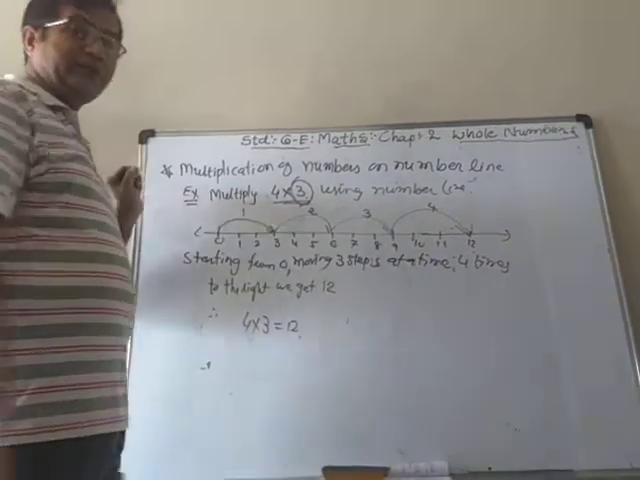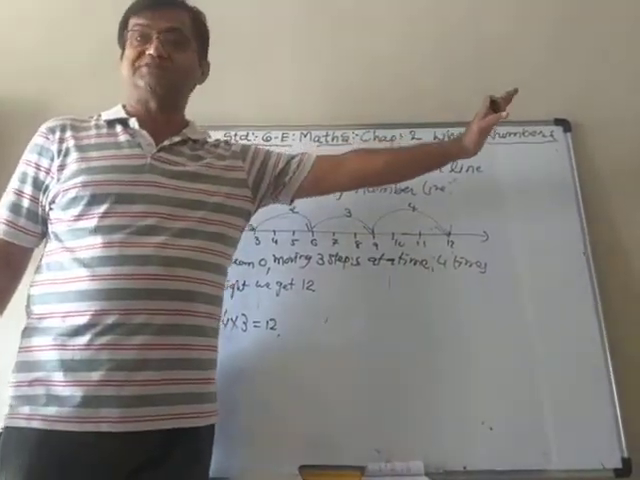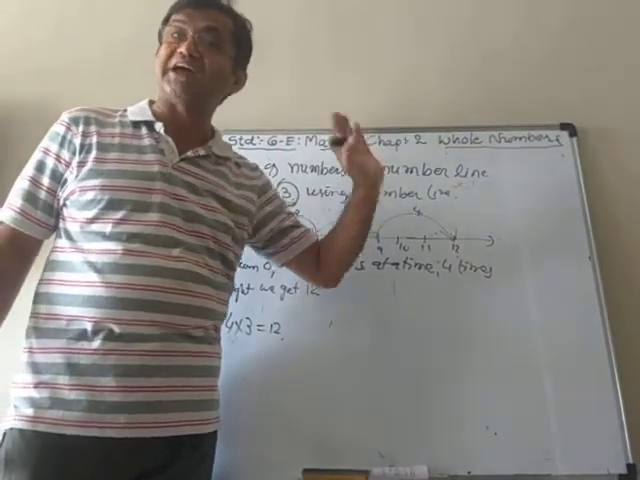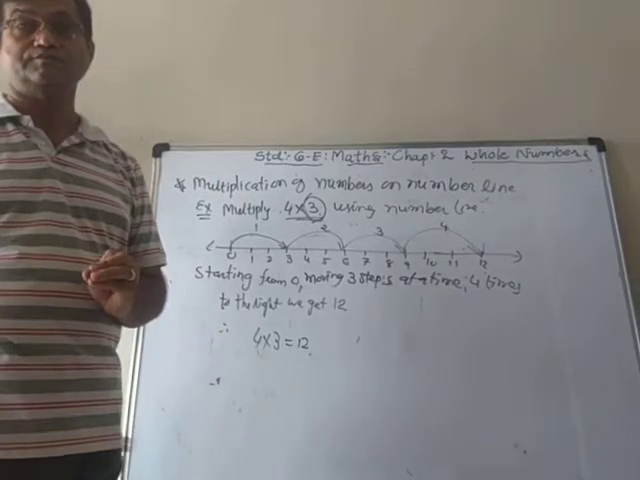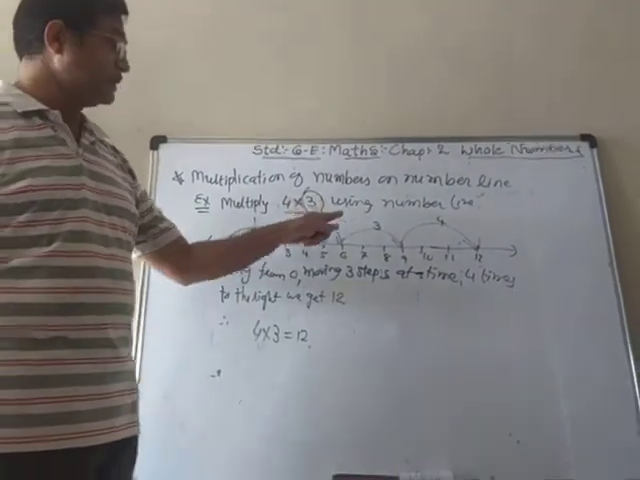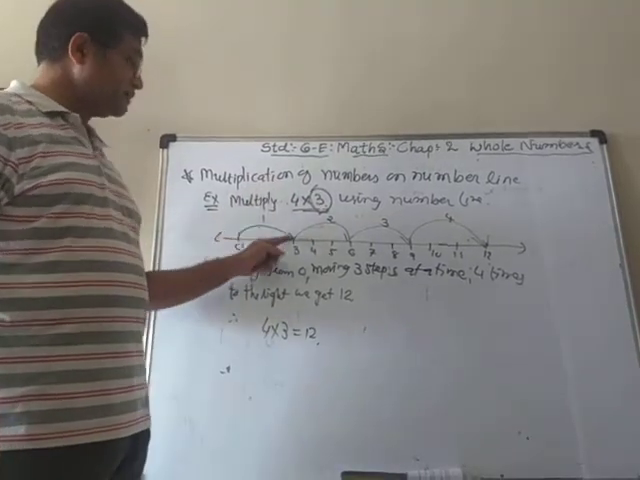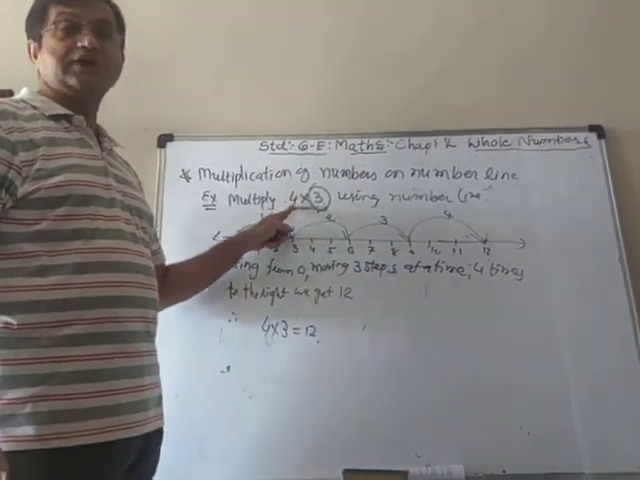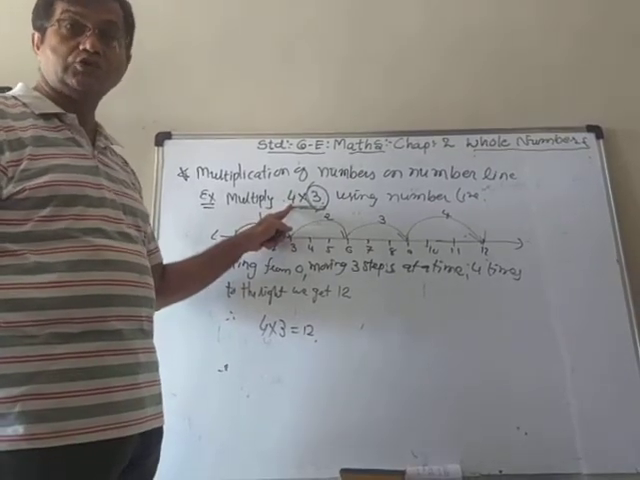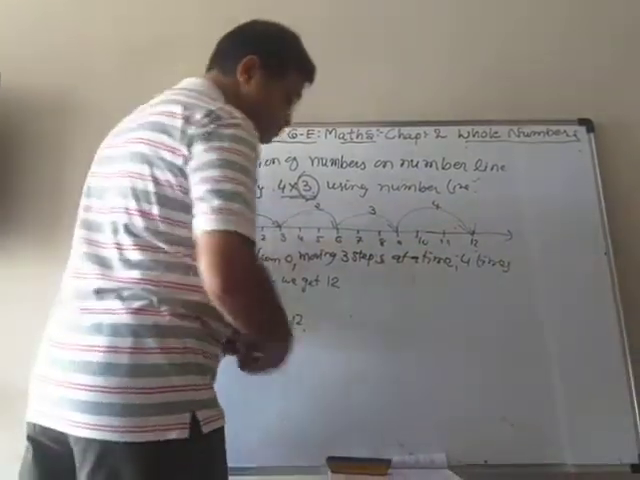So in multiplication, we have to do steps on the right side only. Always start from 0. And then check the second digit in multiplication. That much jump you have to do, and the first number tells how many times you have to do that jump. Take another example.